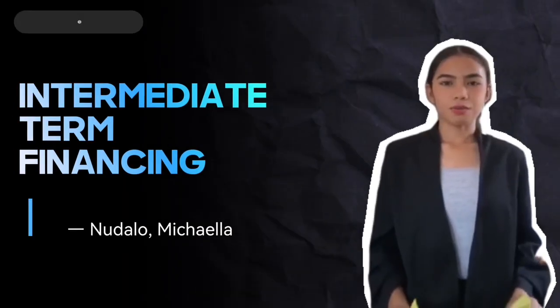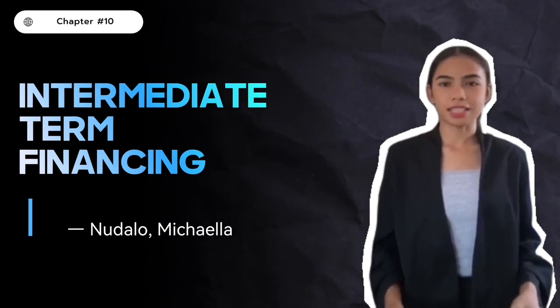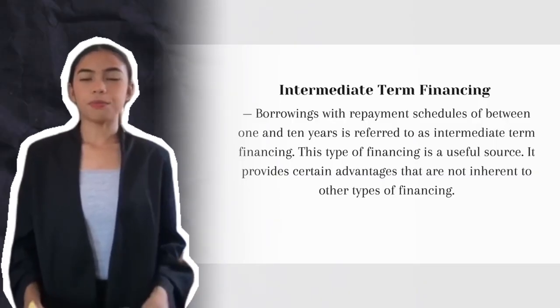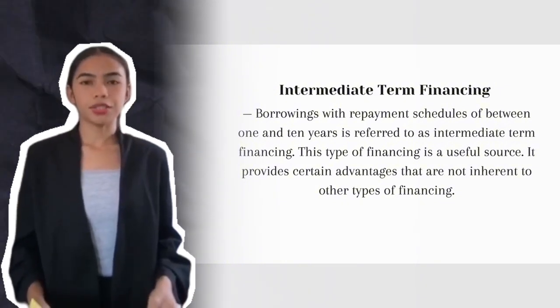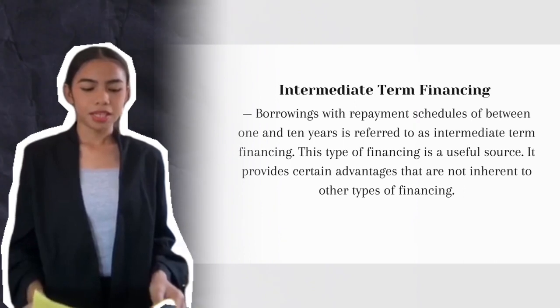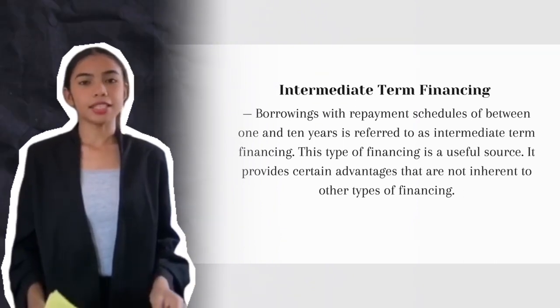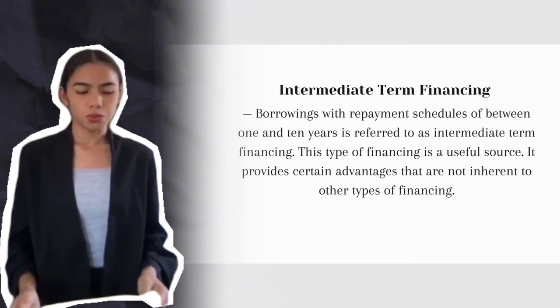So let's now move on to the next chapter, which is the intermediate term financing. Borrowings with repayment schedules of between 1 and 10 years is referred to as intermediate term financing. This type of financing is a useful source, as it provides certain advantages that are not inherent to other types of financing.